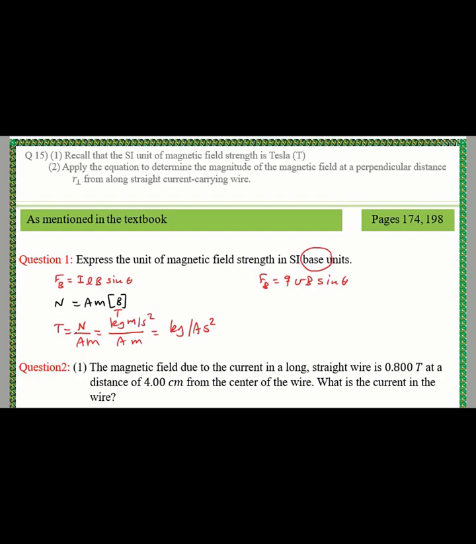So the Tesla is Newton per ampere meter in SI unit, but in base SI units it is kilogram per ampere second squared. You can write this as Newton ampere^-1 meter^-1, and here kilogram ampere^-1 second^-2. This is plus 2 because it is per meter squared.